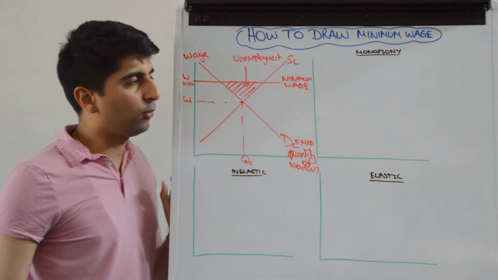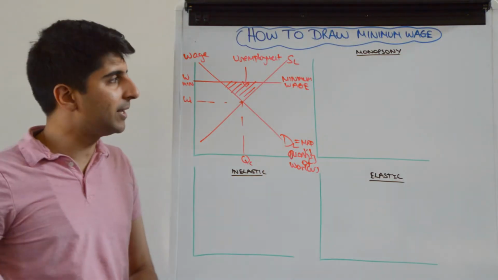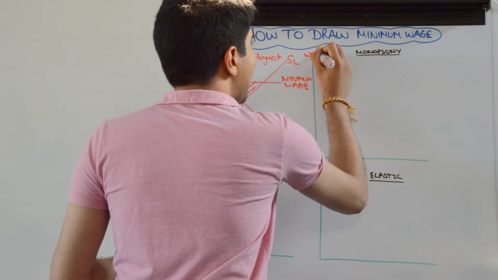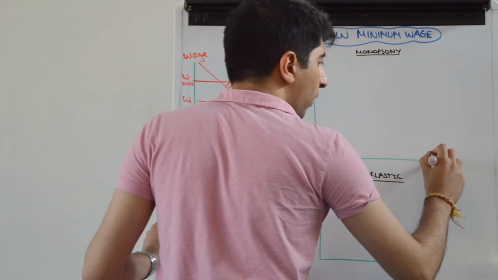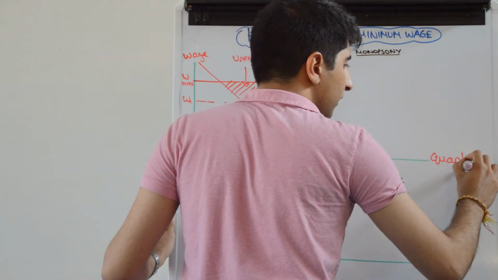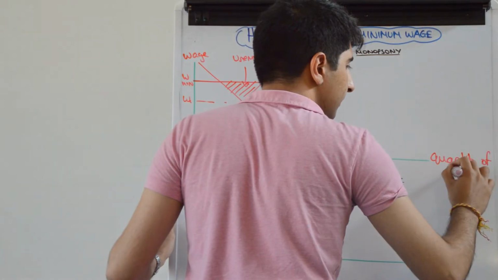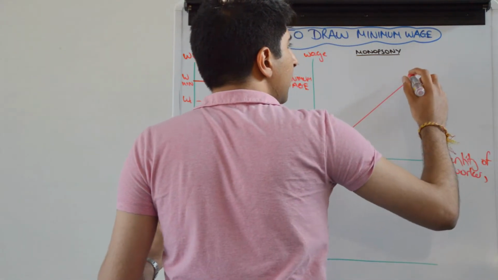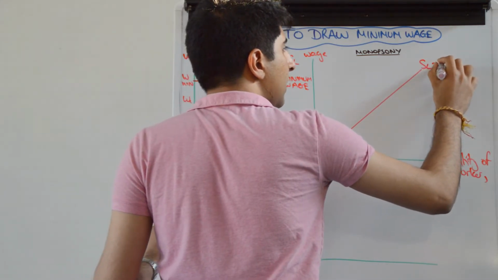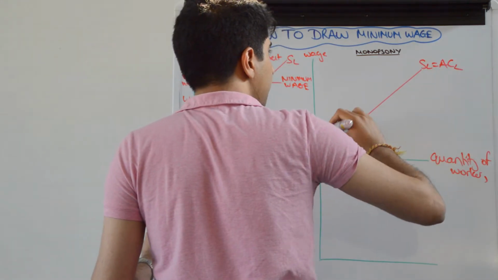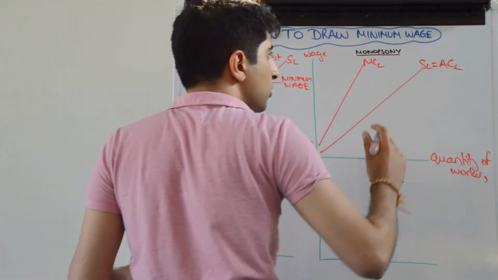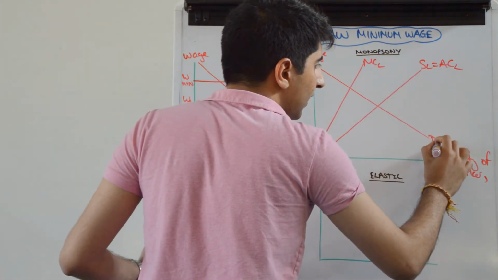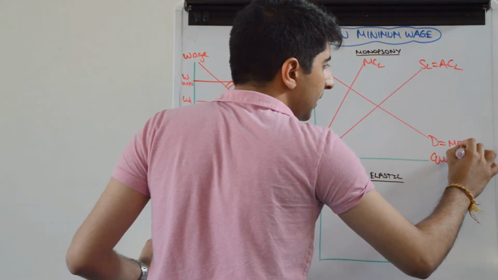What about monopsony? If you want to show how a minimum wage might be implemented in a monopsony, what do you do? Well, you start by drawing your monopsony labour market. Wage on the y-axis, quantity of workers on the x-axis. Draw your monopsony labour market first. Supply of labour, which is equal to the average cost of labour. Marginal cost of labour twice as steep above it and upward sloping. And a demand for labour equal to MRP.